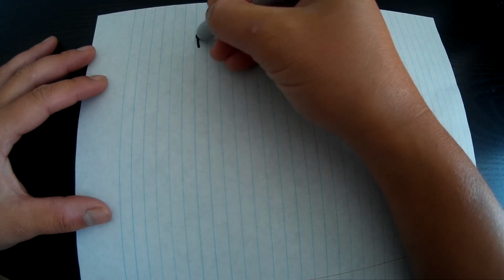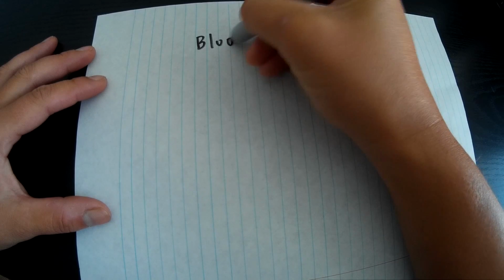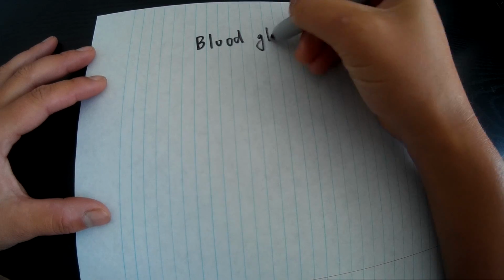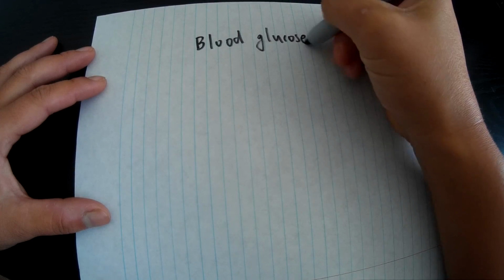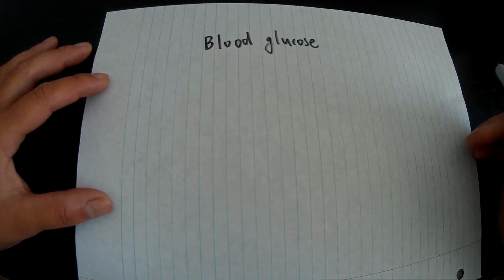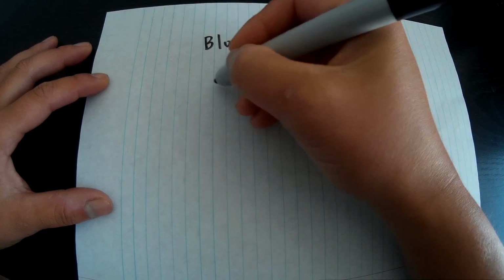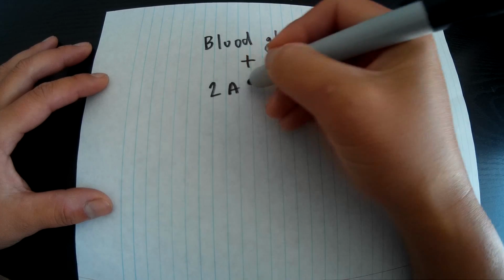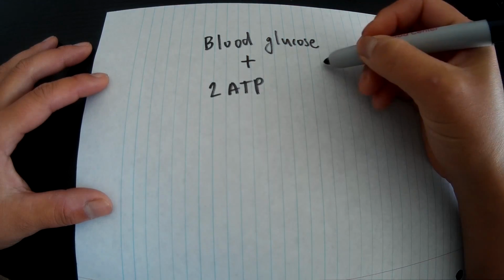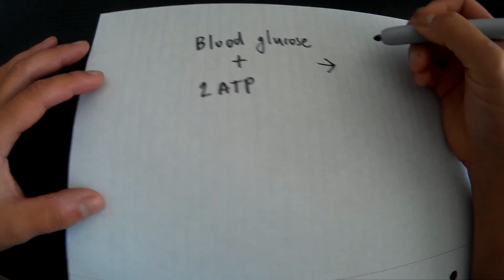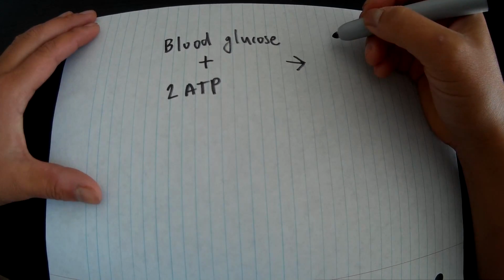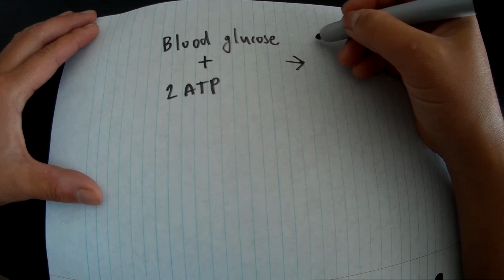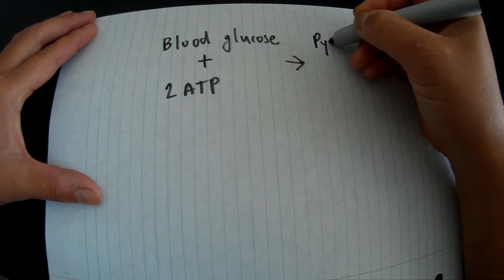So there's two places we can get it. We can get it from blood glucose or muscle glycogen. Here we have blood glucose, and it will take 2 ATP in order to get things started. Yes, it costs some energy to make energy. The result from this, after a bunch of chemical reactions which we will not go over, is 2 pyruvate, 4 ATP, and 2 NADH.